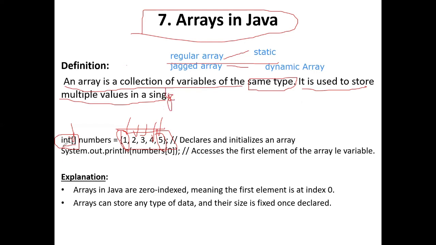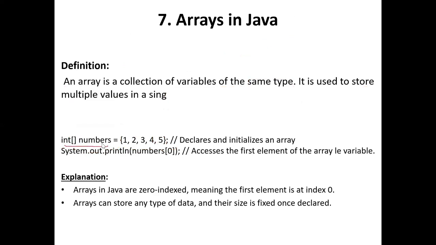The array should be declared like this. We need to declare int, open and close the square brackets, and we need to declare and initialize the array values like this. We can print also. We need to specify that we are printing the zeroth element. It will count 0, 1, 2, 3, 4. Whatever the array, it should count from 0 to n. So because we are printing element 0 here, it will definitely print 1.